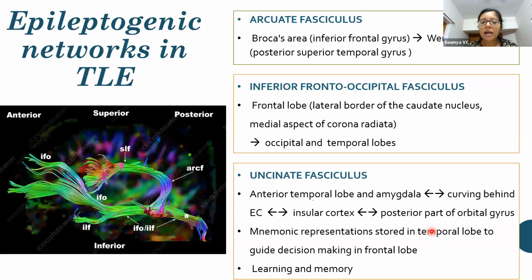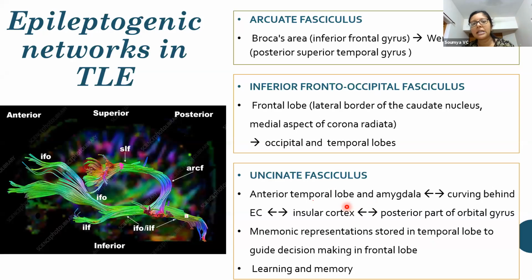And the next is the uncinate fasciculus. The uncinate fasciculus is a hook-shaped bundle of fibers which connects the anterior temporal lobe to the inferior frontal gyrus, mainly the orbital gyrus. It is the fasciculus which allows the mnemonic representations stored in the temporal lobe to help guide decision making in the frontal lobe. And it also has an important role in learning as well as memory.